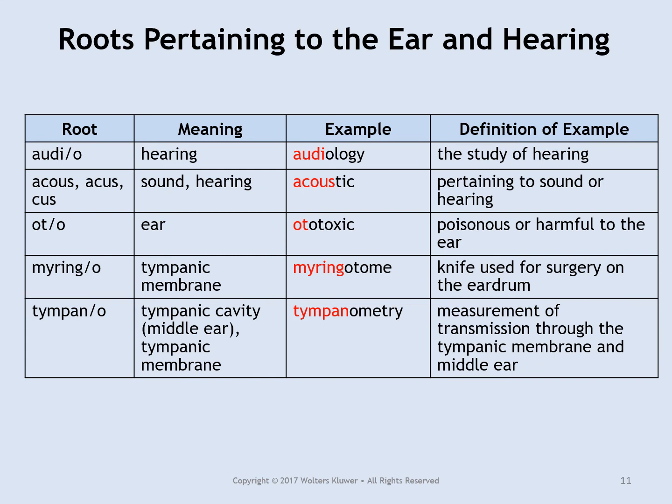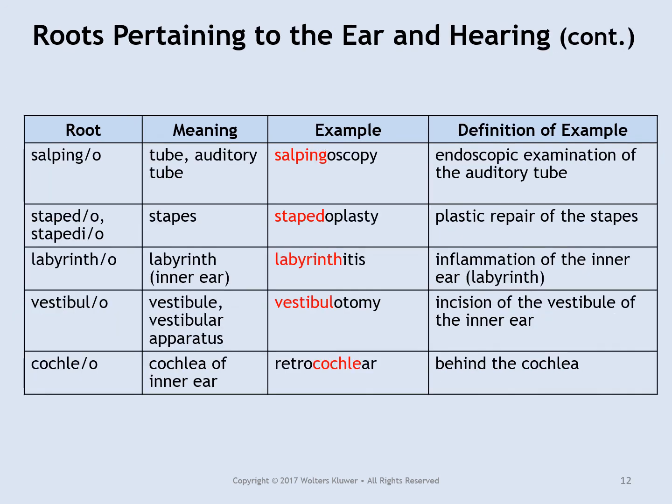Some combining forms that refer to the ear and to how you hear. Audi and osco, both of these refer to just hearing or sound in general. Myringo refers to your tympanic membrane, as does tympano. I would know both of these for the quiz. Salpingo is just a tube in general. When we talk about salpingo in this lecture, we're talking about the auditory tubes in your ears. And then we have stapedo to refer to the stapes, labyrintho for the labyrinth, vestibulo for the vestibule, and cochlea, obviously, for the cochlea.